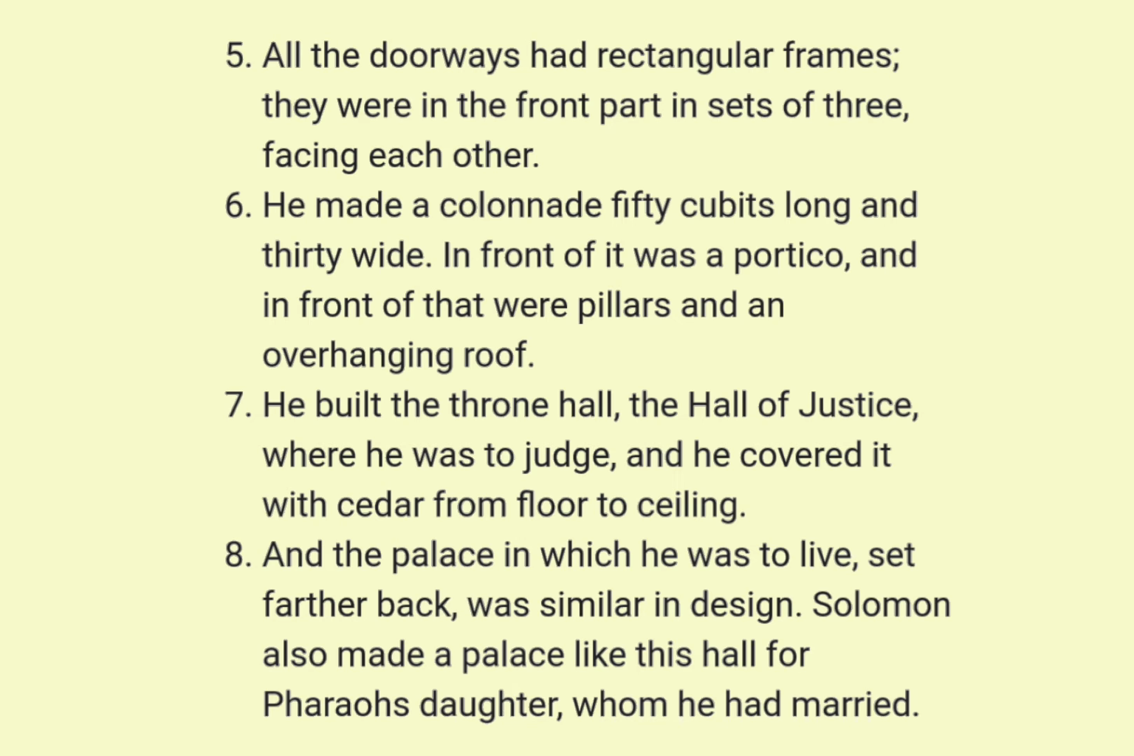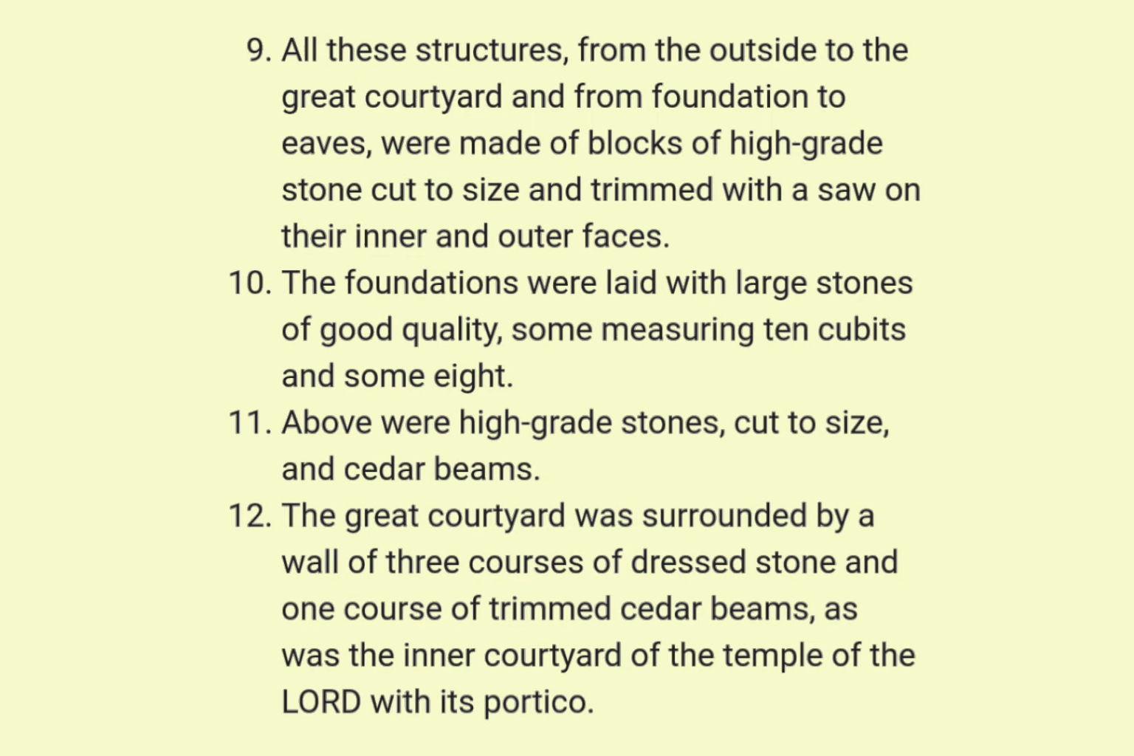He built the throne hall, the hall of justice, where he was to judge, and he covered it with cedar from floor to ceiling. And the palace in which he was to live, set farther back, was similar in design. Solomon also made a palace like this hall for Pharaoh's daughter, whom he had married. All these structures, from the outside to the great courtyard and from foundation to eaves, were made of blocks of high-grade stone cut to size and trimmed with a saw on their inner and outer faces.